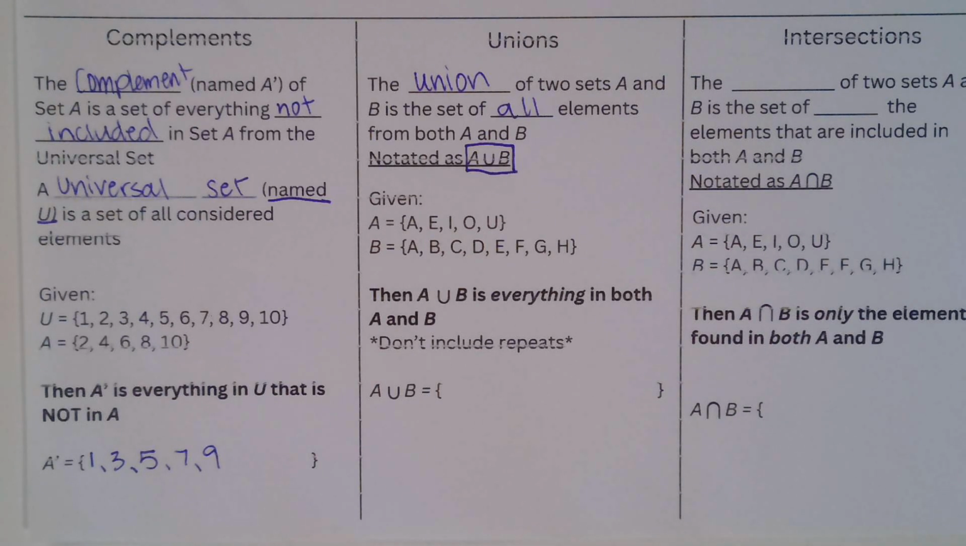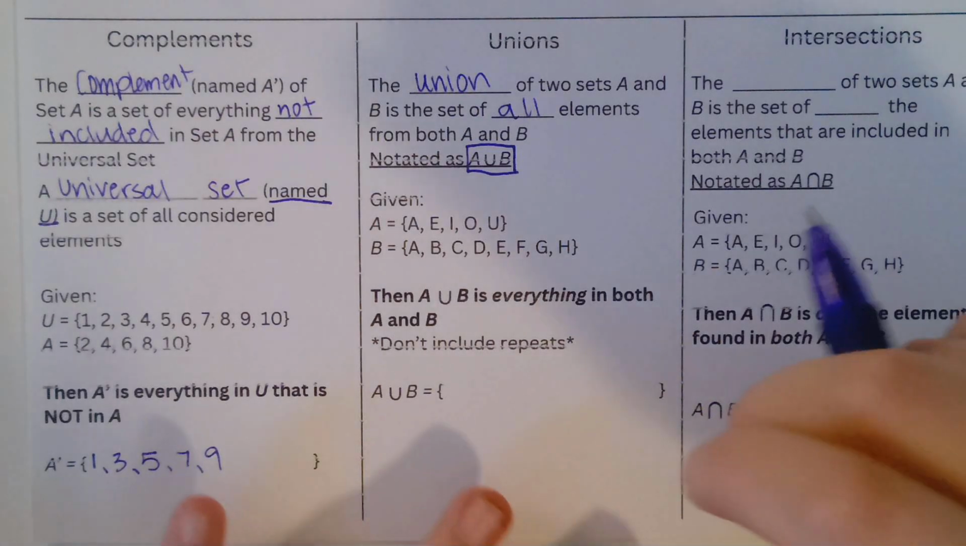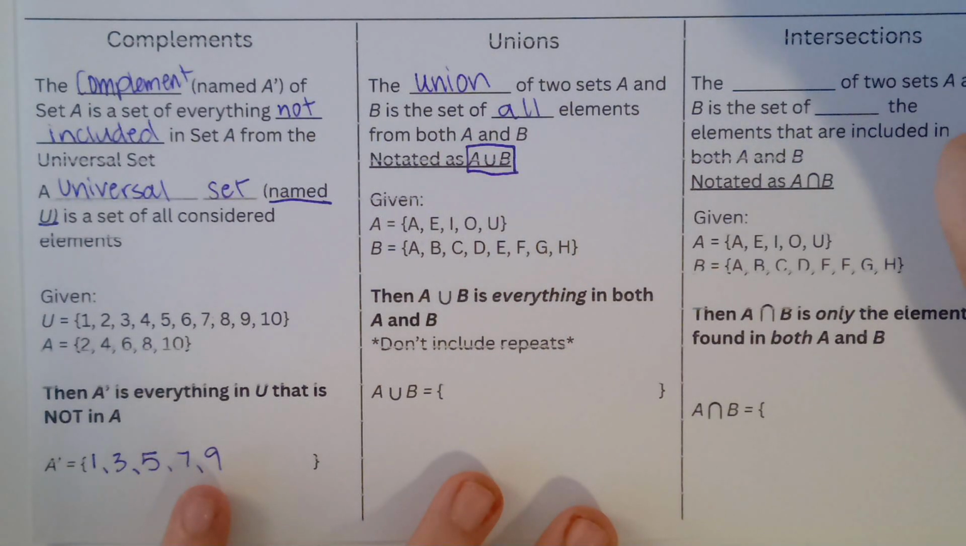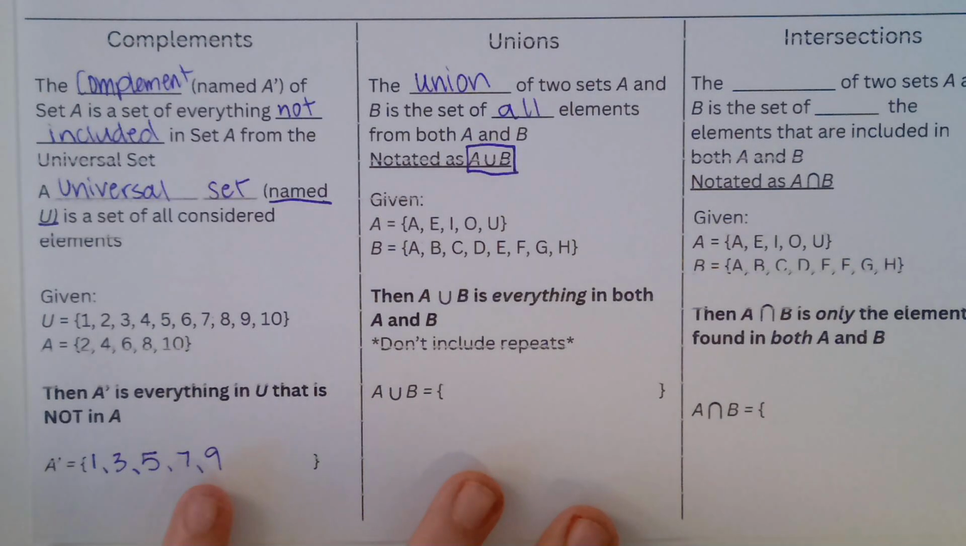So think about it as the word union literally means to bring two things together. So that's what we're doing here. We're taking these two sets, we're bringing them together to make one ginormous set. So the way I like to do it is I like to write out one whole set completely and then write in the things that I'm missing from the other set.